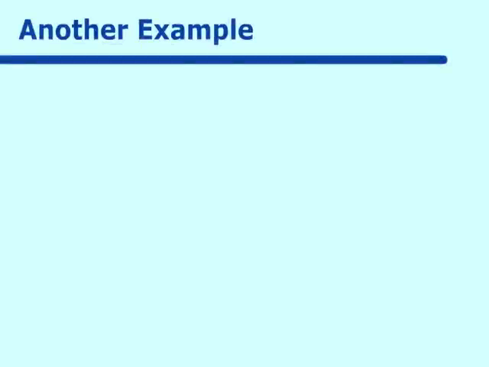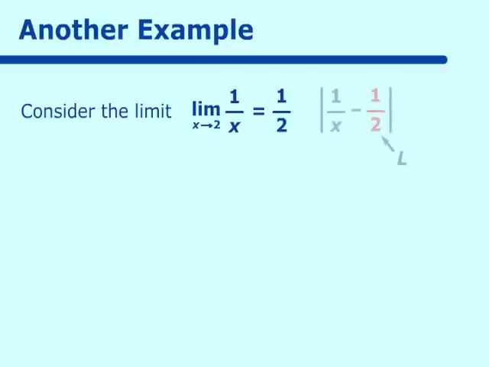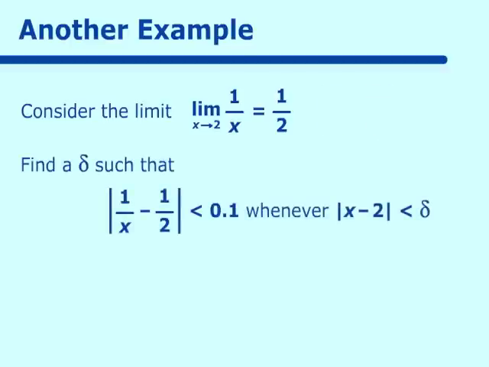Let's just try one more problem. Consider the limit as x approaches 2 of 1 over x. And we know that limit to be 1/2, and that's the L that is placed there. So now we want to find a delta again such that the absolute value of 1 over x minus 1/2 is less than 0.1 whenever the absolute value of x minus 2, and 2 is your a value from your limit, is less than delta. Again, we're looking for that delta.